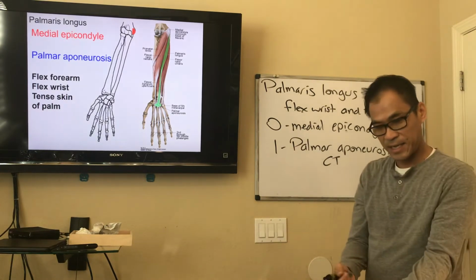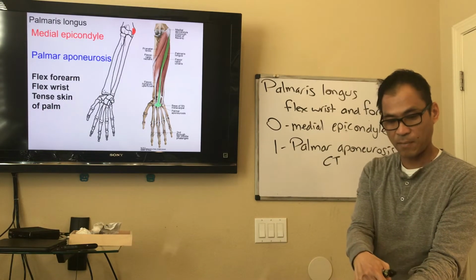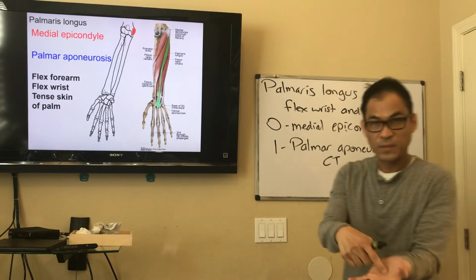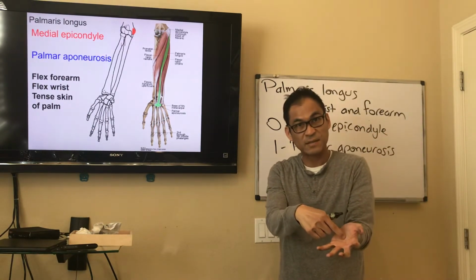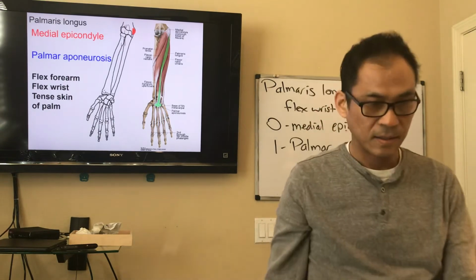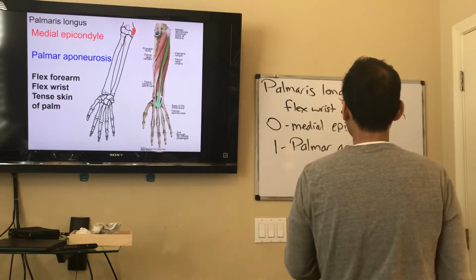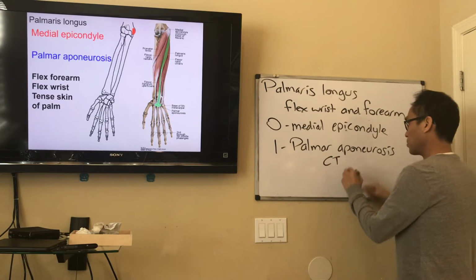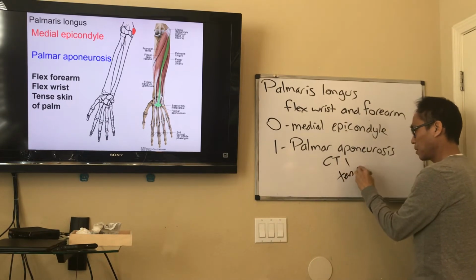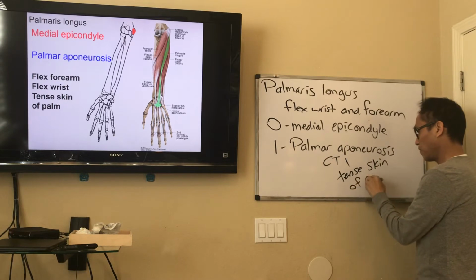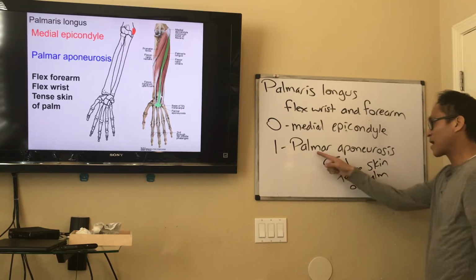You can kind of tense skin of palm. Like if you just flex like that and feel the skin of your palm, it's all tense. So I'll list that action associated with this. Tense skin of palm. And when the muscle contracts, it pulls that tight.